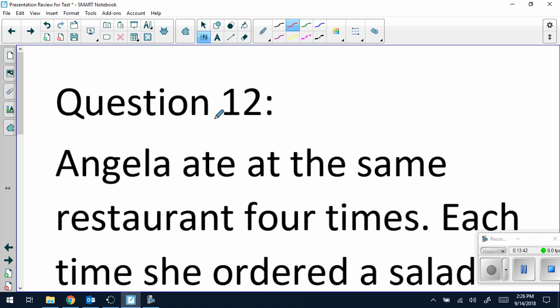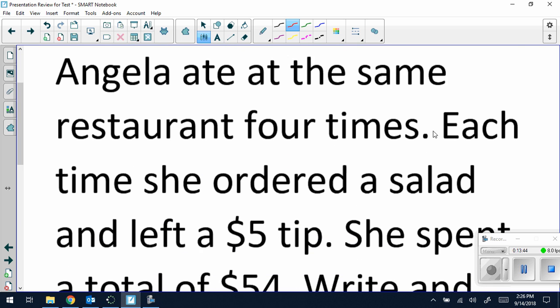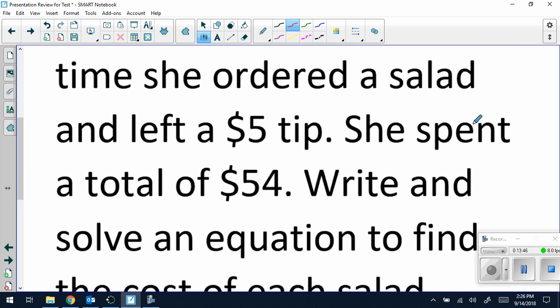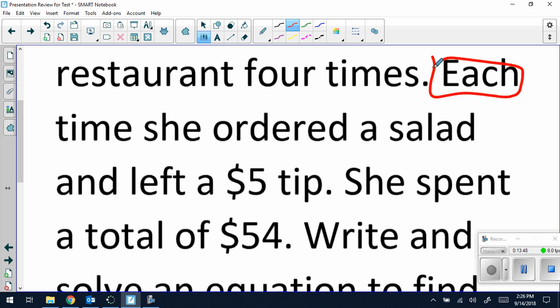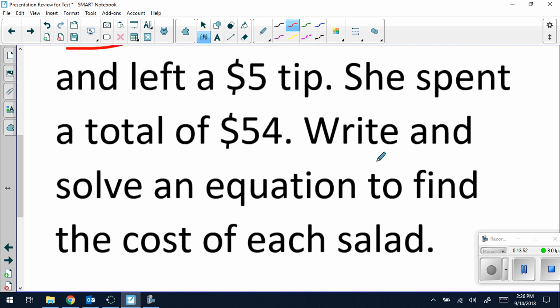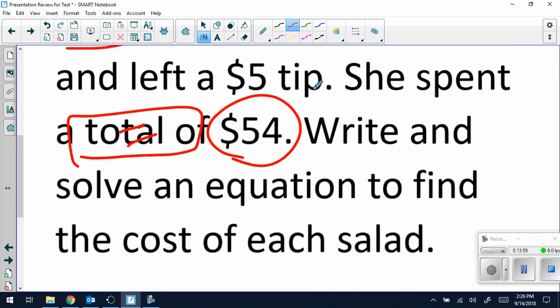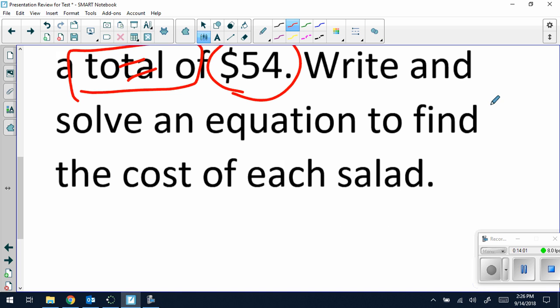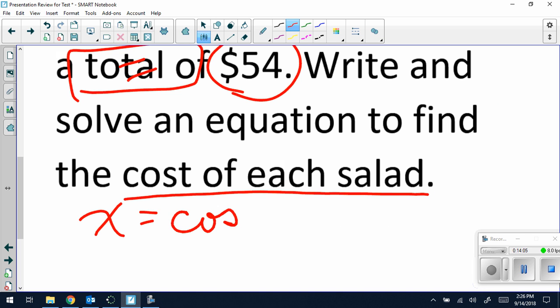And number 12, our last question. Angela ate at the same restaurant 4 times. Each time, that's kind of like per, right? Each time she ordered a salad and left a $5 tip. She spent a total of, so that's going to be our equals, $54. Write and solve an equation to find the cost of each salad. So x is going to be the cost of the salad.